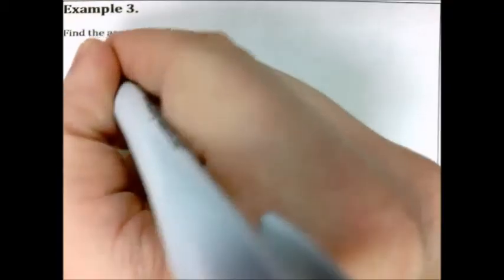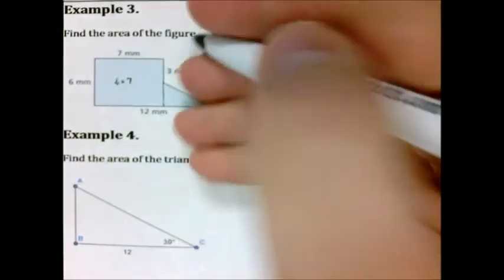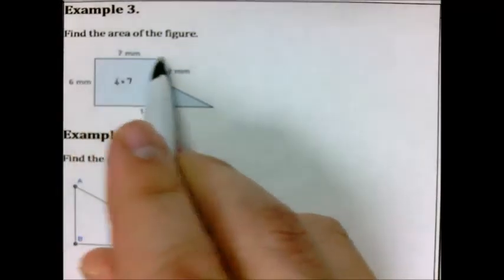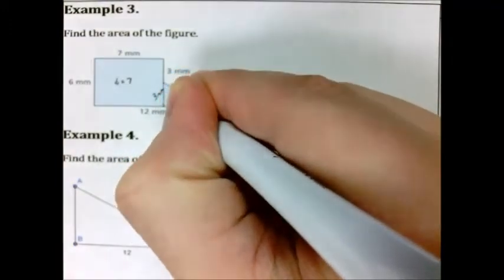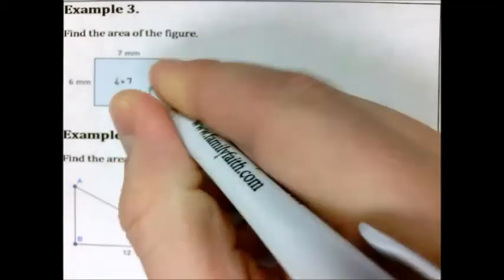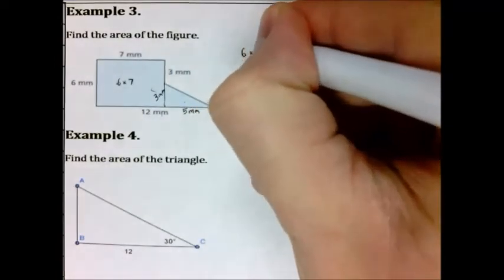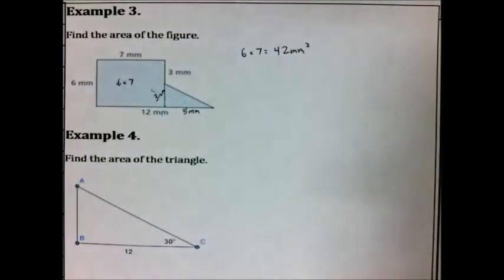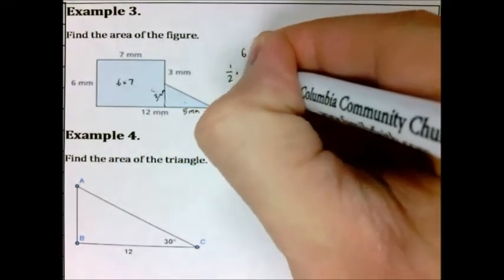We see that this rectangle here is a 6 by 7 rectangle. For this triangle, if this is 3 millimeters and this whole thing is 6 millimeters, this has to be 3 millimeters here. And if the length of the rectangle here is 7 millimeters and the whole thing is 12 millimeters, that means this has to be 5 millimeters. So this is going to be 3 times 5. Let's first find the area of the rectangle, and that's simply 6 times 7, which is equal to 42 millimeters squared. And to find the area of the triangle, remember we do 1/2 times 3 times 5, okay?